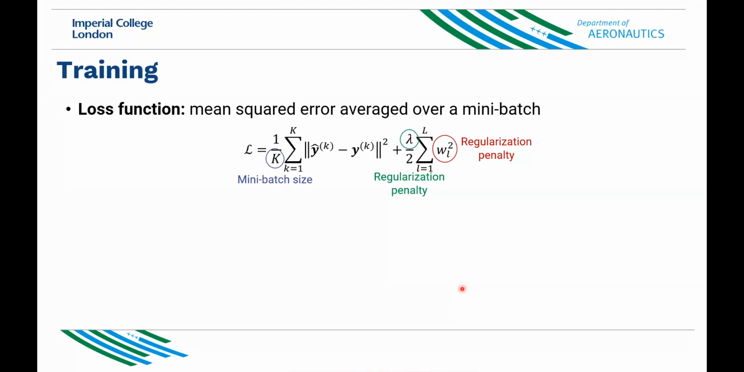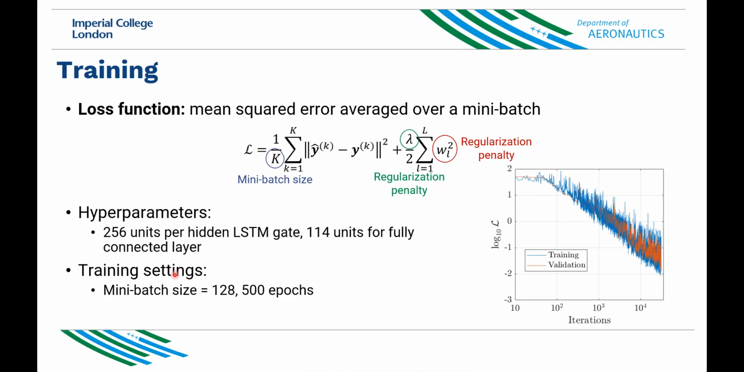Regarding the loss function, we simply use the mean squared error in the target vector that's averaged over a mini batch, and a mini batch is just a subdivision of the entire data set that's used during a single training iteration. This is done essentially to achieve better convergence and better performance during training. We also use a regularization penalty for the network to prevent it from overfitting the targets. These are the hyperparameters and training settings, and this is a plot of the behavior of the loss function during training, and it behaves as expected.